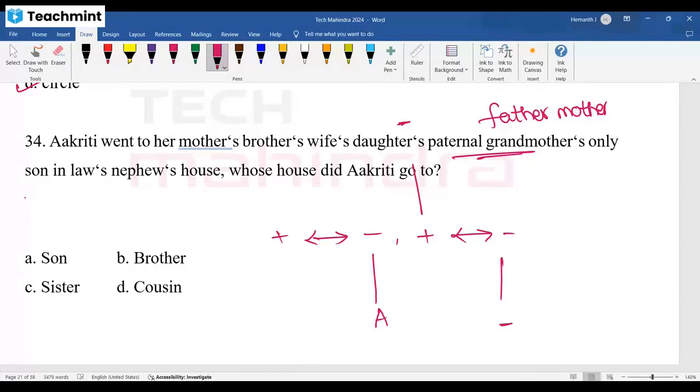Okay, son-in-law's nephew. For this son-in-law, nephew means your brother-in-law or your siblings' related children. So fine, brother-in-law's, son-in-law's nephew's house. Nephew means his siblings' relatives. For this person there are some siblings, some siblings' sons. So maybe the sibling is this guy also, and this guy also is a sibling, so their son is also a possibility. But still, this guy or this guy is a cousin to Akriti only. So cousin is the answer.